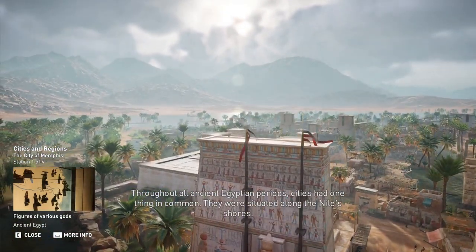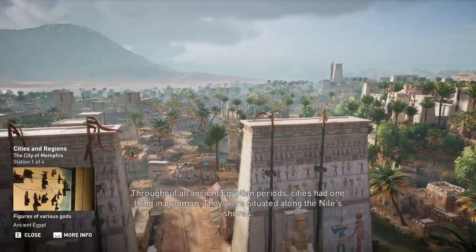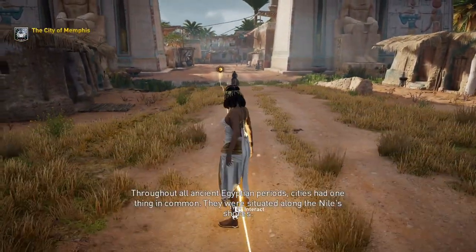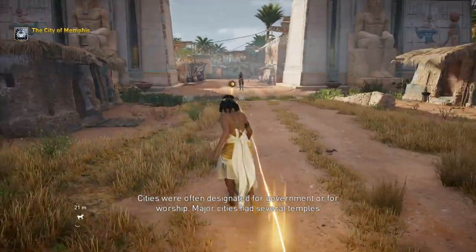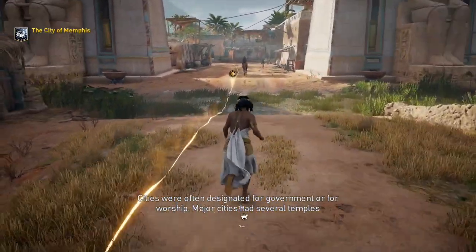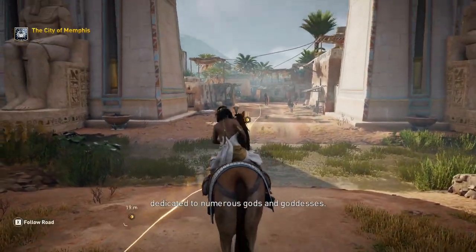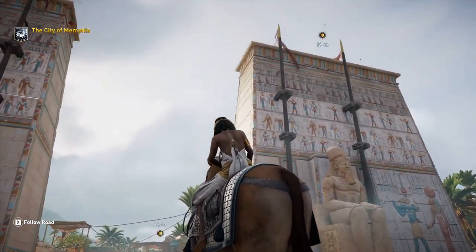Throughout all ancient Egyptian periods, cities had one thing in common. They were situated along the Nile's shores. Cities were often designated for government or for worship. Major cities had several temples dedicated to numerous gods and goddesses.